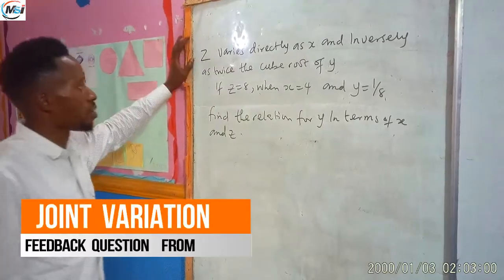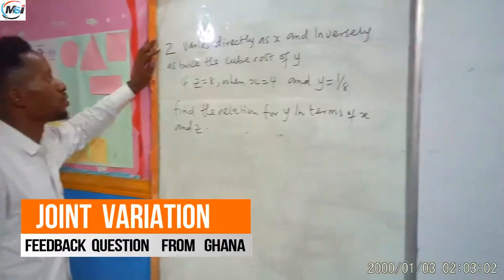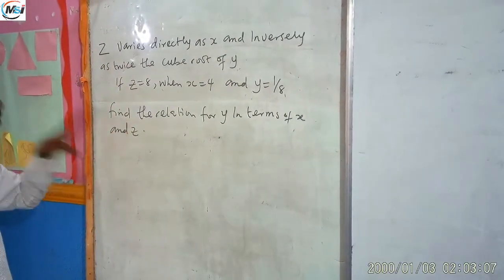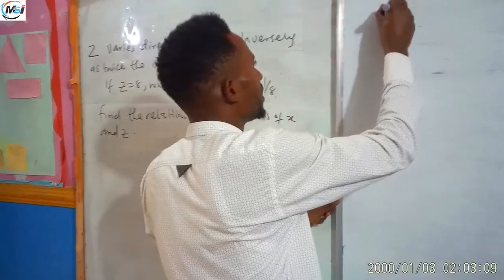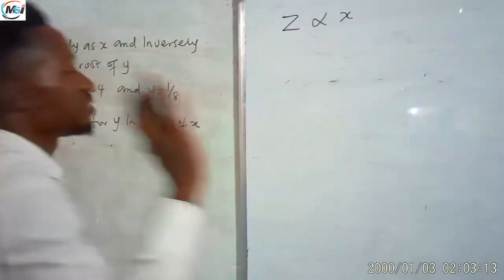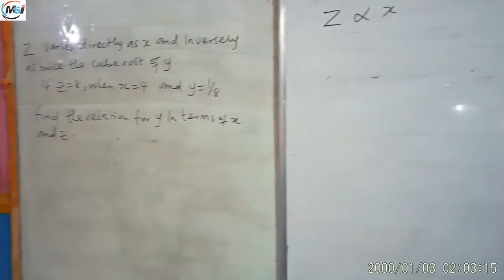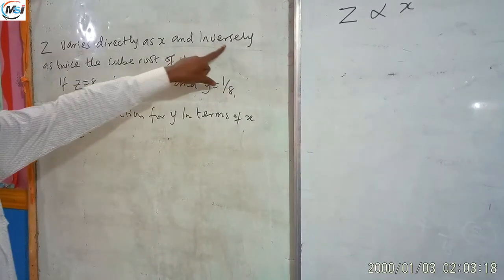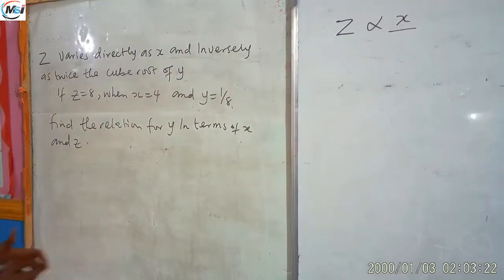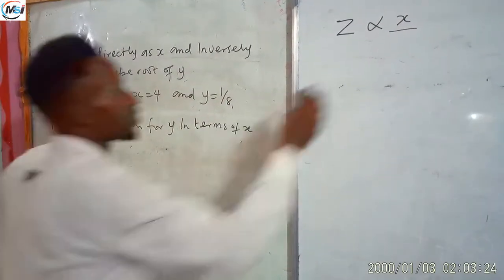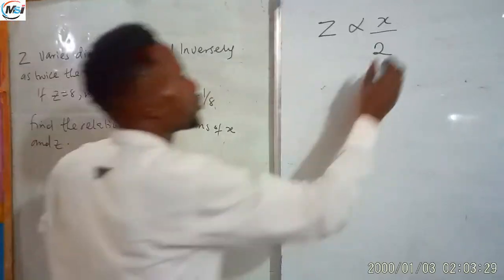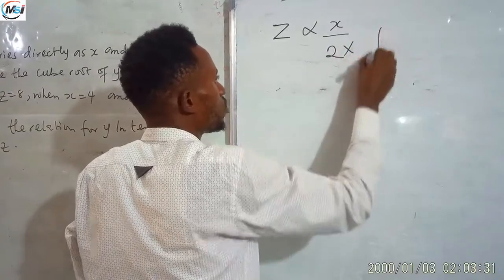Okay, this question is from one of our students in Ghana. Z varies directly as x, that's the rate of variation, and inversely as twice the cube root of y. Cube root of y is this.